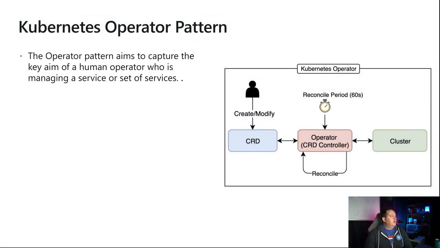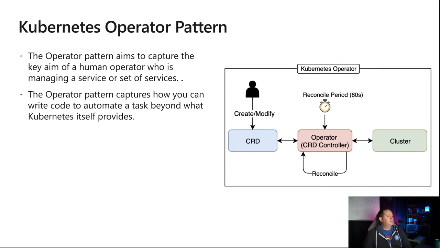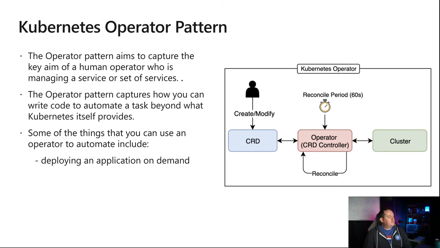So, last topic, the Kubernetes operator pattern. This definition comes from the Kubernetes website: the operator pattern aims to capture the key aim of a human operator who is managing a service or set of services. The operator pattern captures how you can write code to automate a task beyond what Kubernetes itself provides. So essentially what we are doing with this operator pattern is building in logic that we would normally do manually.